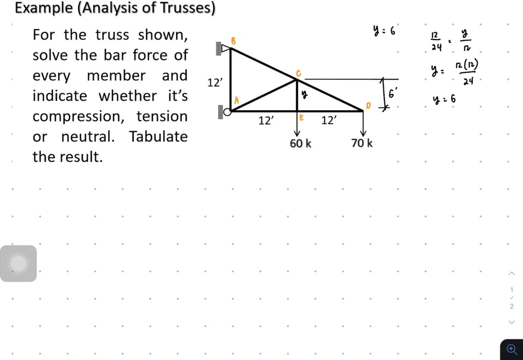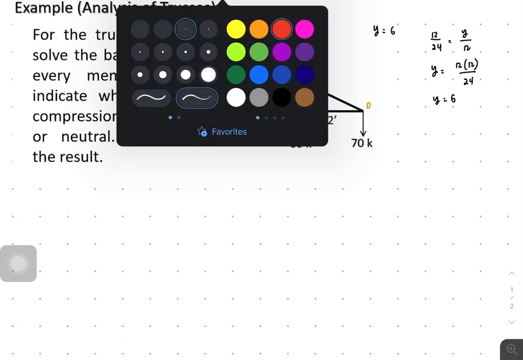And our next objective, we're gonna solve for the values of the reaction. So we have here a hinge. So I'll be placing the vertical direction here as BV, and I'll have here BH as the left side, and I'll have here AH on the right side. So let's solve for the values of the reaction.